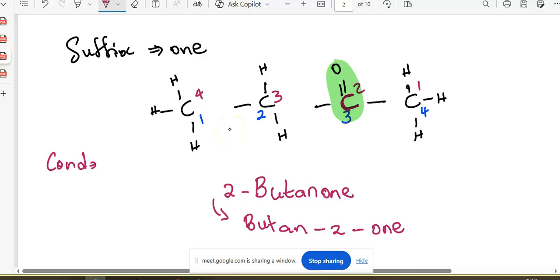Structural formula. Condensed structural formula. So when we do the condensed structural formula, we start with the carbon. Okay, let's do it. It's going to be C.